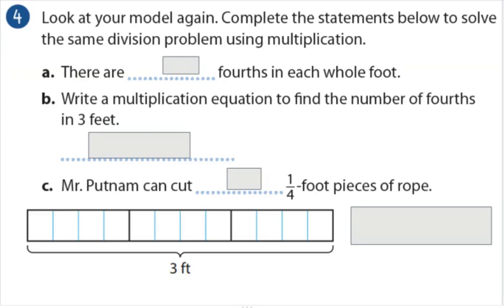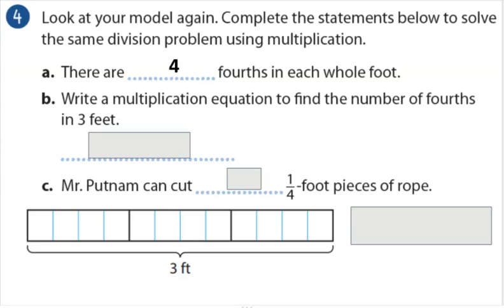All right, so part A says there are blank fourths in each whole foot. So you're going to look at just this 1 foot right here, and we need to figure out, well, how many fourths make up a whole foot? So you can see 1/4, 2/4, 3/4, 4/4. So your answer here is 4 fourths in each whole, which makes sense because you know that 4 over 4 equals 1 whole, so 4/4 make a whole.